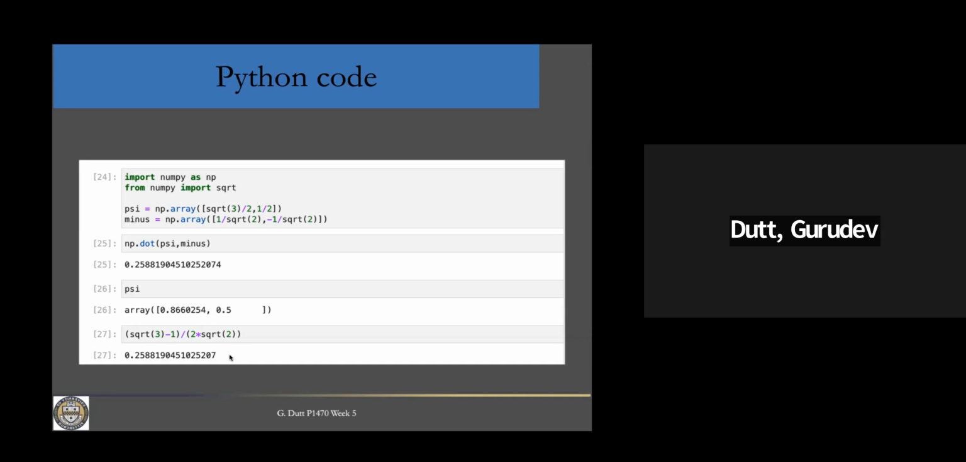If I then calculate by hand, on paper, what this value should be, I get that the actual answer should be (√3 minus 1) divided by 2√2. We got (√3 plus 1) over 2√2 for the plus state, so for the minus state it is (√3 minus 1) over 2√2. And these two answers agree with each other.